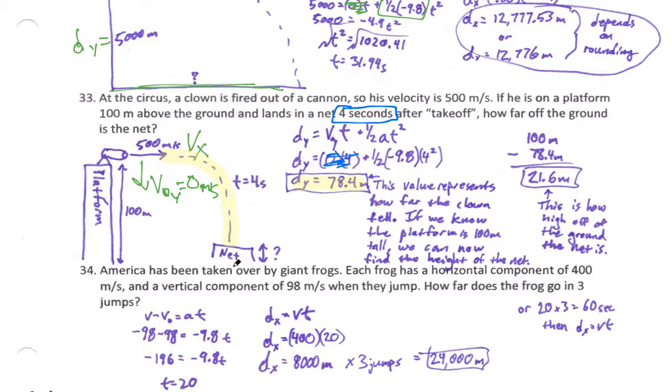Okay, so again, not all the way to the ground, but from where I highlighted there, from here to here. Well, we still got this distance that we need to figure out how high up the net is. Well, if he fell for 78.4 meters and the platform's 100 meters off the ground, that means that we've got 21.6 meters left over from wherever he fell to the ground. So that means that the net must be 21.6 meters up there.